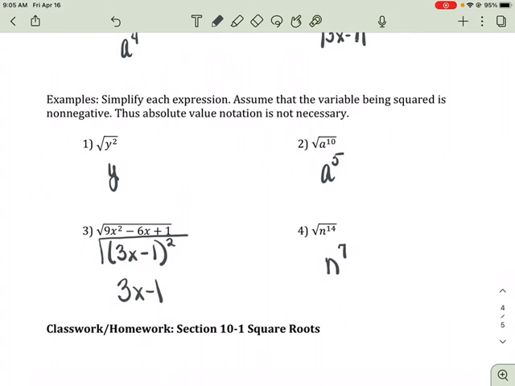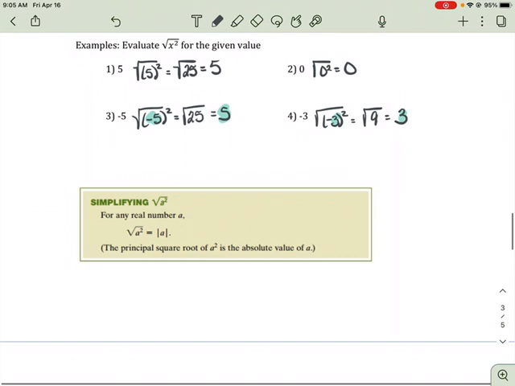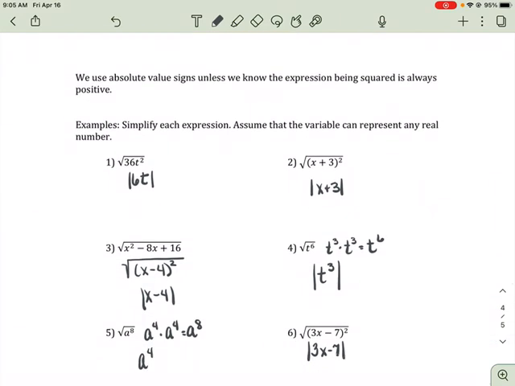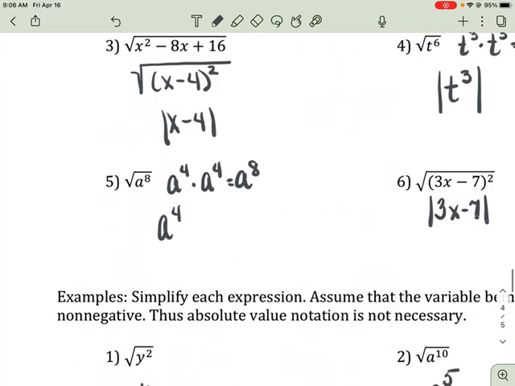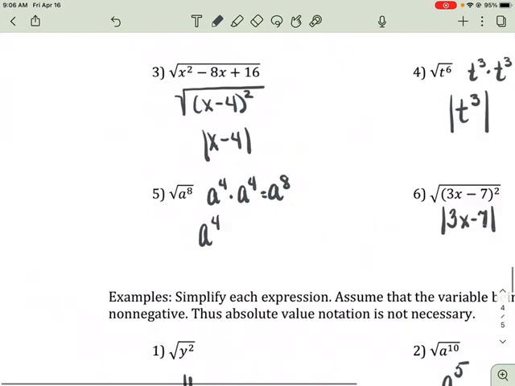All right, so in this part, when we can't guarantee the number underneath is positive or negative, we don't know, we're going to put absolute value around it. Now, keeping in mind that when you square root a variable to an exponent, it's basically dividing the exponent in half. Because, look, the square root of a to the 8th is a to the 4th.